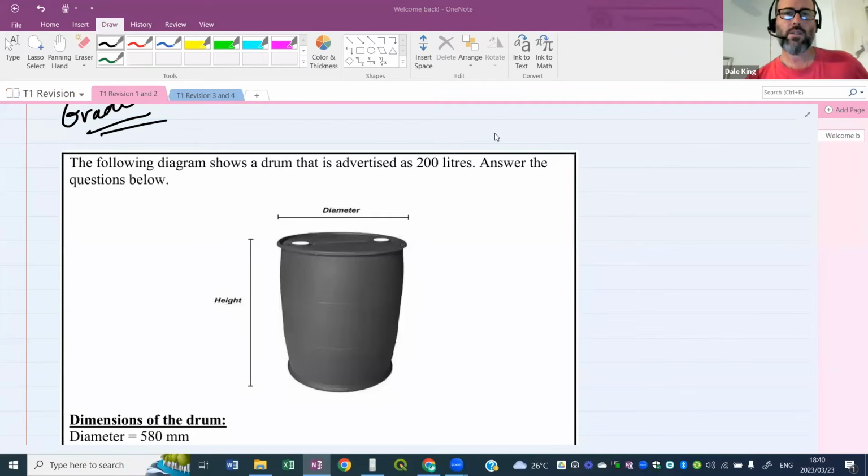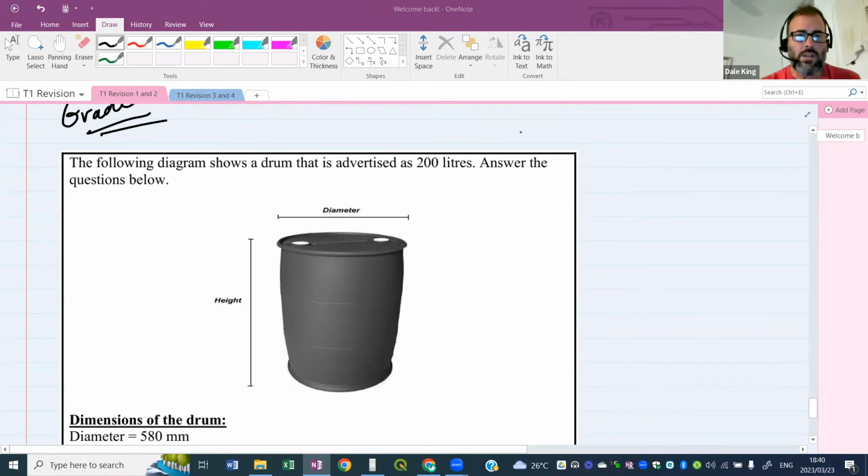All right, good. Cylinder again. Now, some of you might look at this and say, sir, this isn't a perfect cylinder. This is why on the cover page of all the exam papers, they say drawings are not necessarily to scale. So the drawing might not look exactly like a cylinder, but if it's a drum, it's a cylinder.